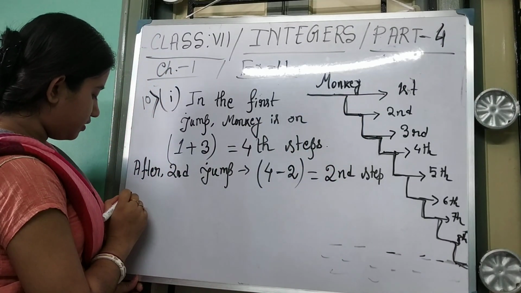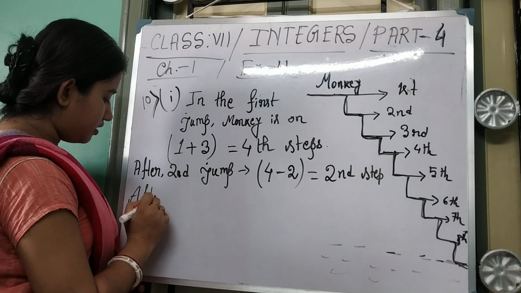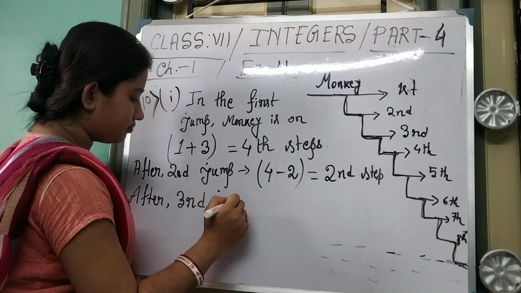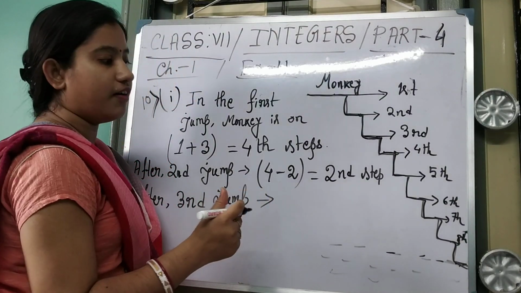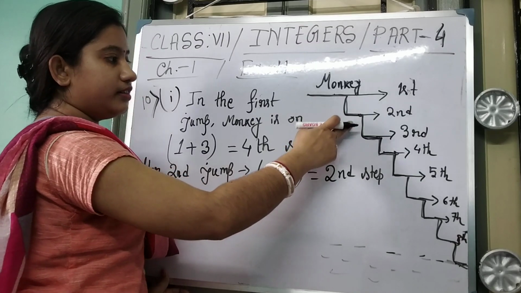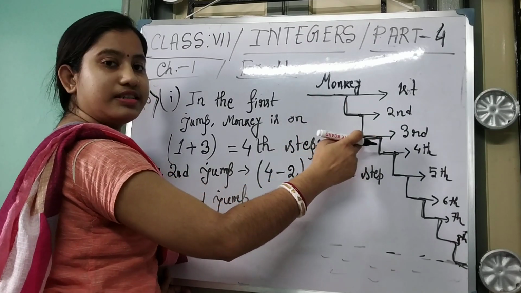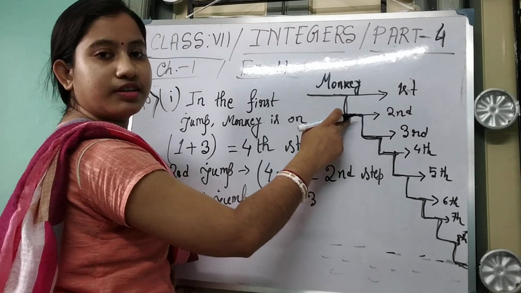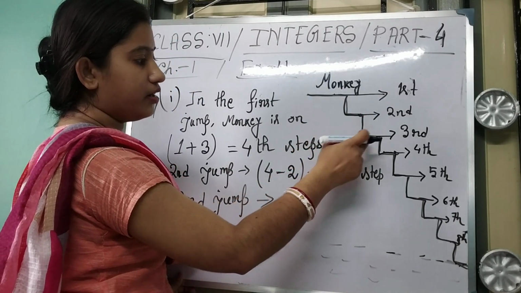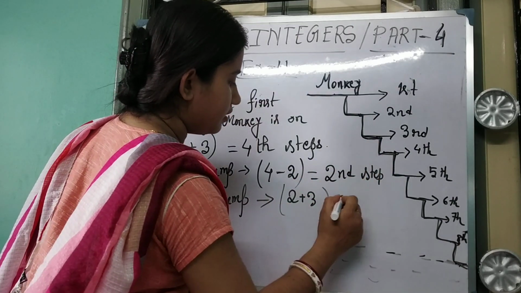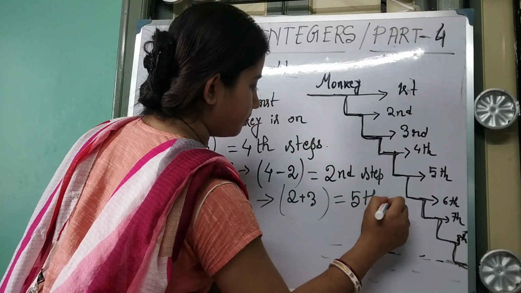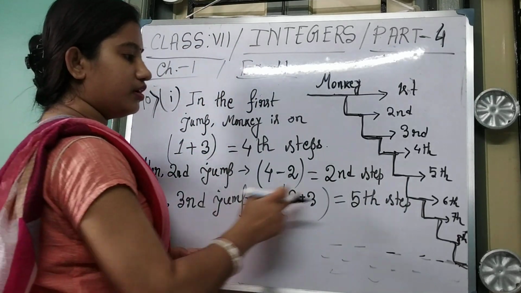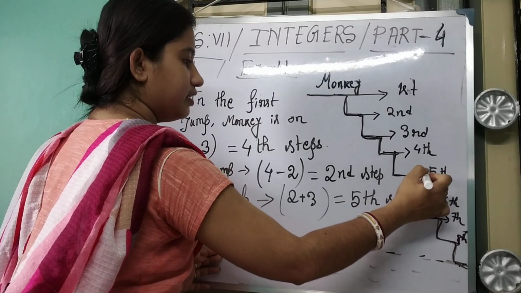So after the third jump, the monkey will be on, from second, then the monkey jumps 3 steps down. So 2 plus 3. From this step, the monkey jumps 3 steps down, 1, 2, 3. 3 steps. That means this is the 5th step. This will be after the third jump. So now the monkey is here.